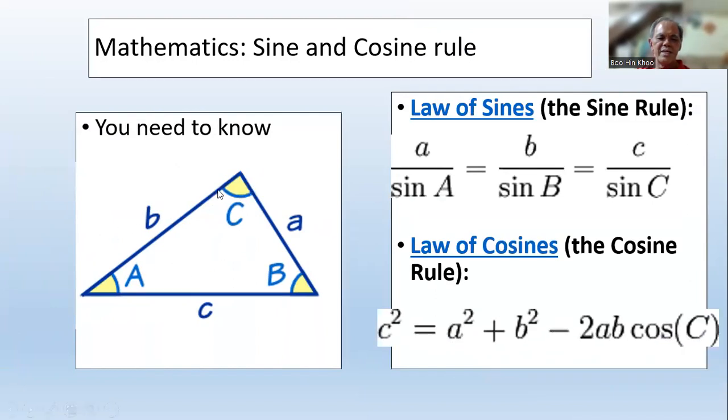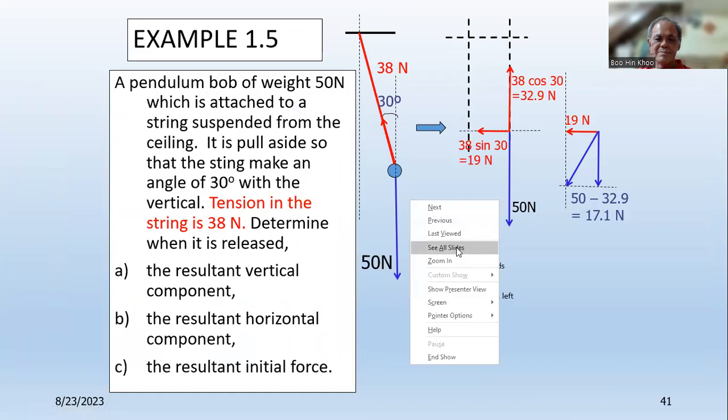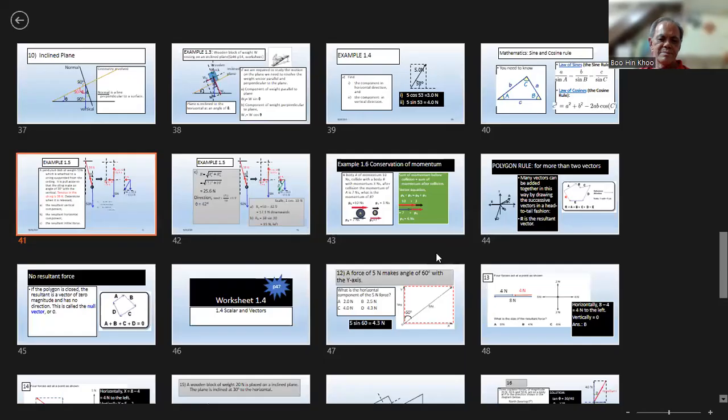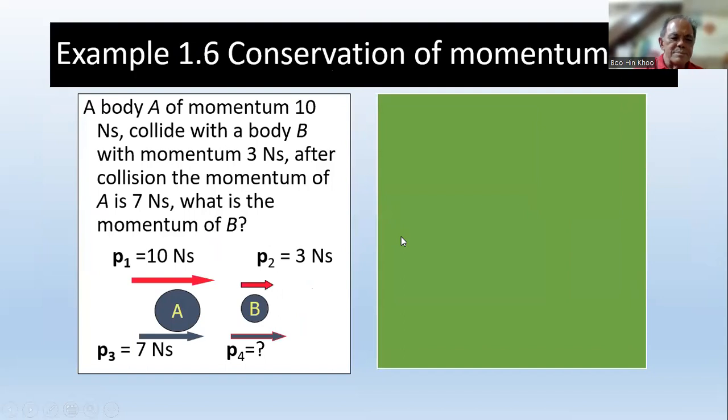There's the angle given, and A and B given. So to find C, A squared plus B squared minus 2 times A times B cos this angle.